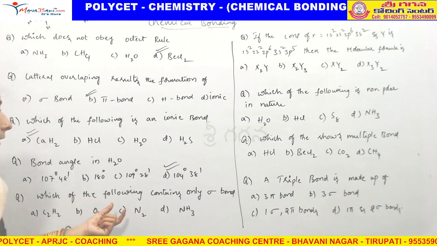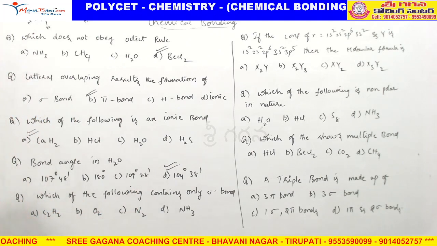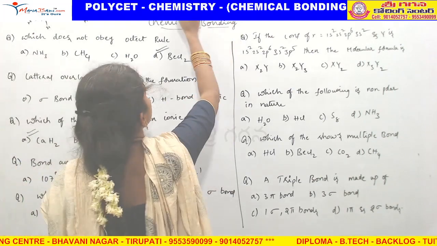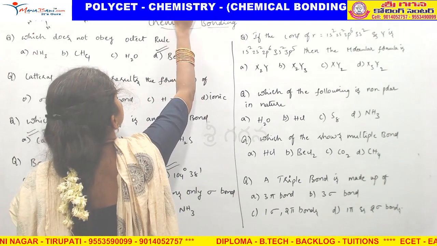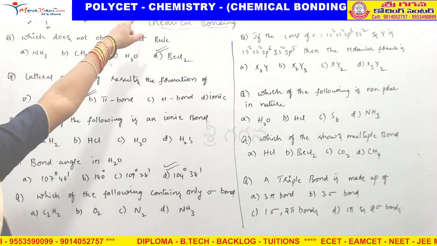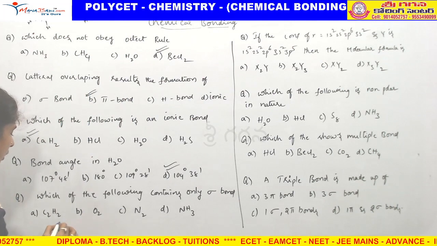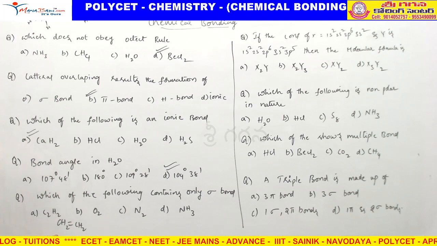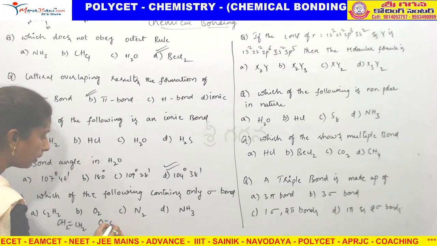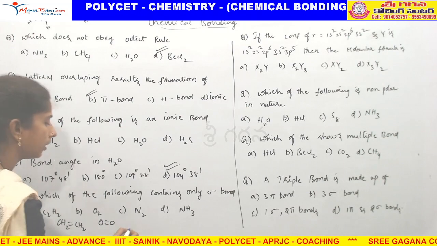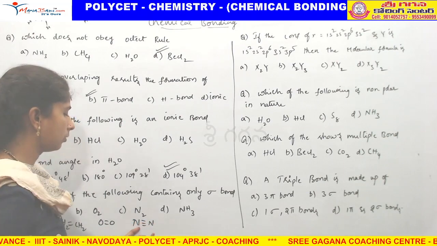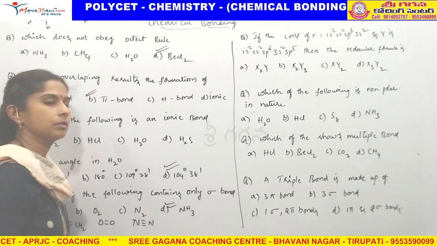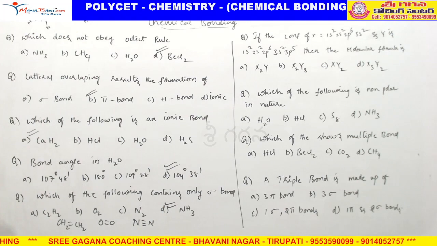And which of the following contains only sigma bonds? C2H2, I already gave that. CH2 double bond CH2 means in this a pi bond is there. In C2H2, CH2 double bond CH2, so it is not only sigma bonds. O double bond O, it is not only sigma bonds. N triple bond N, it is not only. NH3, this is NH3. All are sigma bonds only. This is the example.